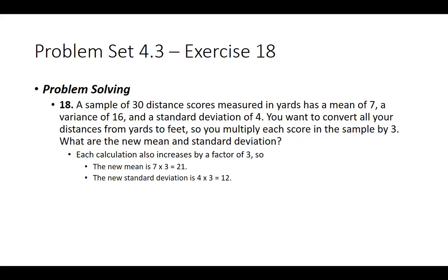So you can take my word is my bond, that when we are multiplying each score in the sample by some number, the mean and the standard deviation also gets multiplied by that number.